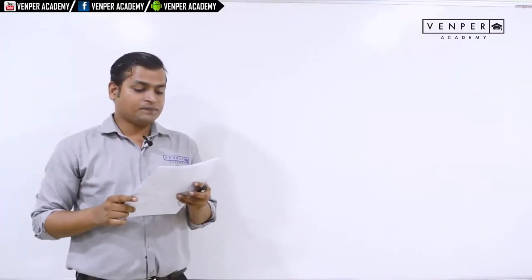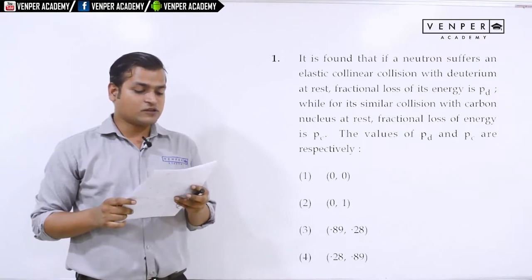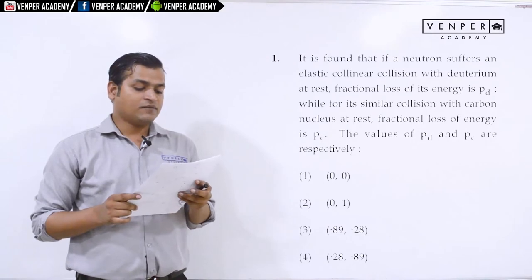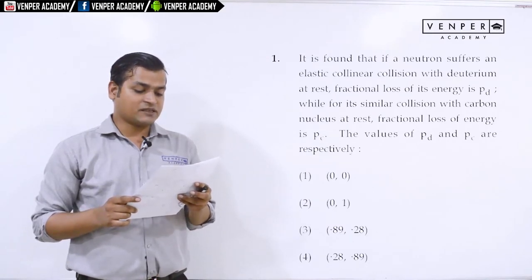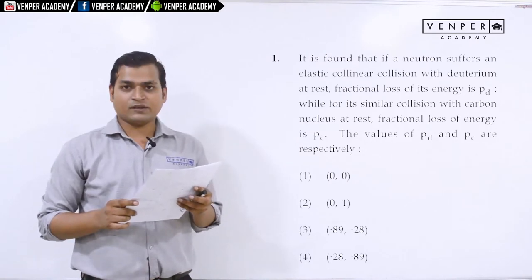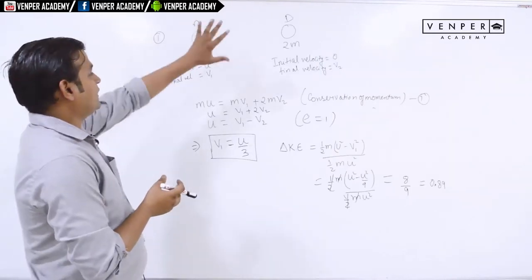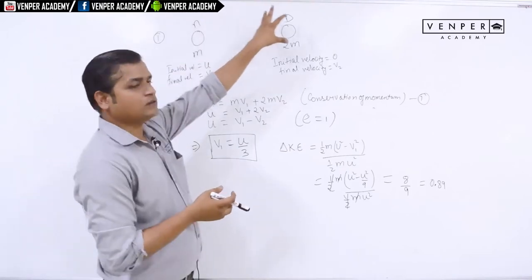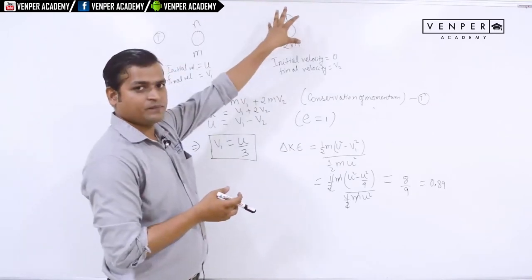So question number one: it is found that if a neutron suffers an elastic collinear collision with deuterium at rest, the fractional loss of its energy is Pd, while for a similar collision with a carbon nucleus at rest, the fractional loss of energy is Pc. The values of Pd and Pc are respectively. In the first question, what is given is that a neutron is colliding with a deuterium, clear?